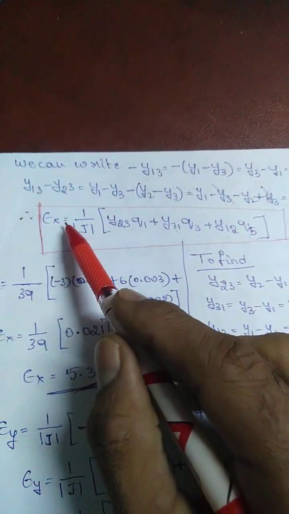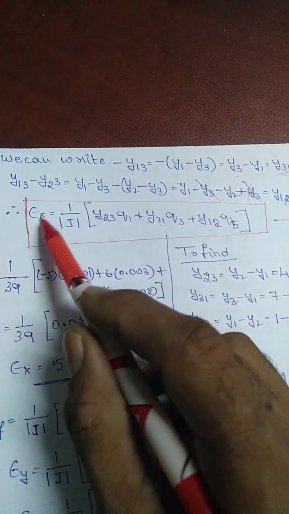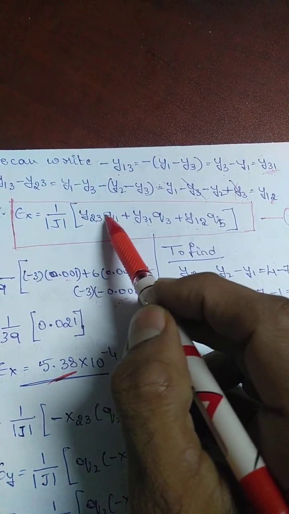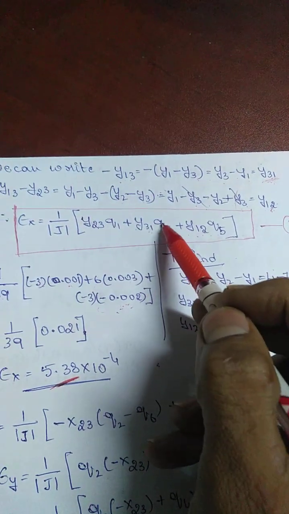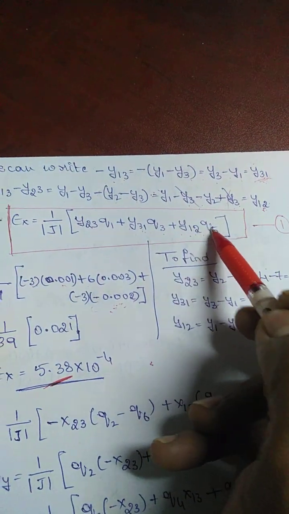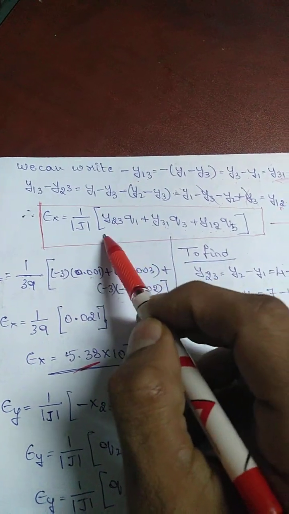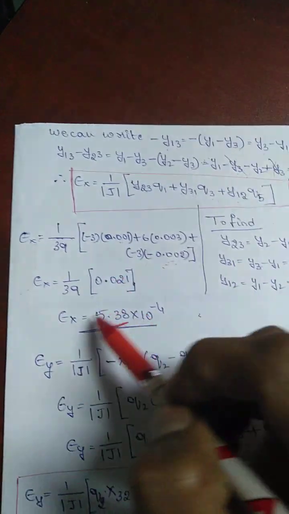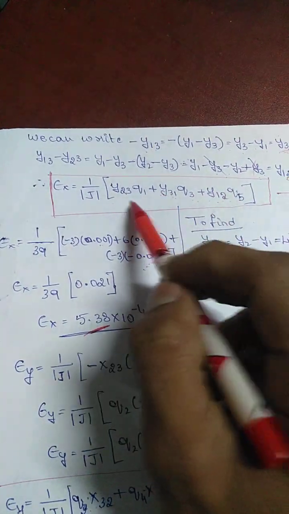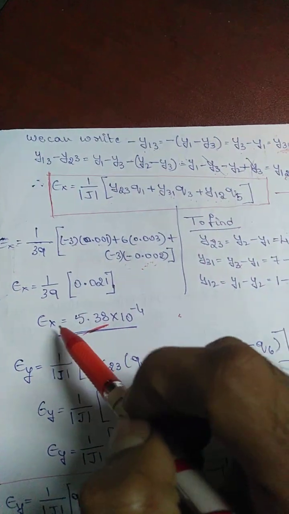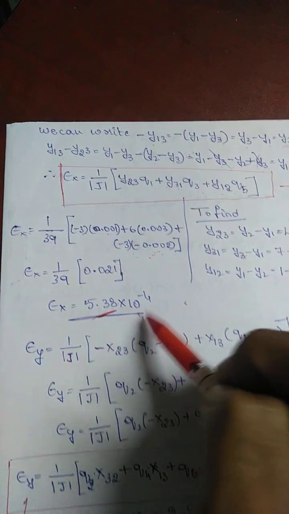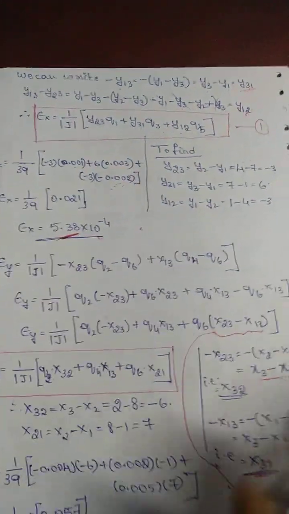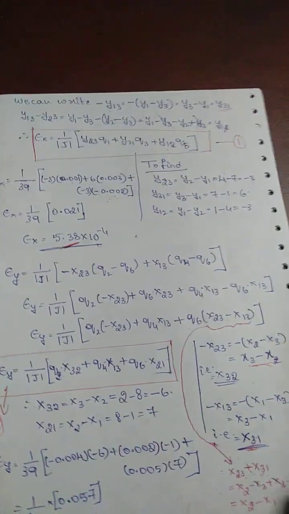So at the end, what you get for epsilon x is equal to 1 by determinant of J into y23 q1 plus y31 q3 plus y12 q5. Anyhow, you have got all the values now, it's all in your hand. Substitute these values and get the epsilon x answer. Similarly for epsilon y, I'll show how this comes.